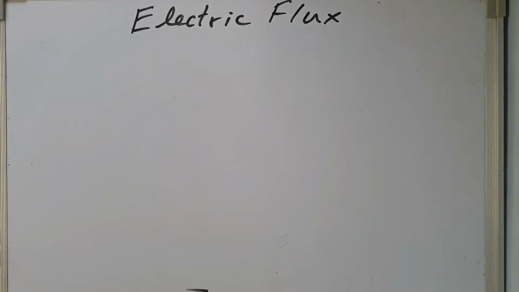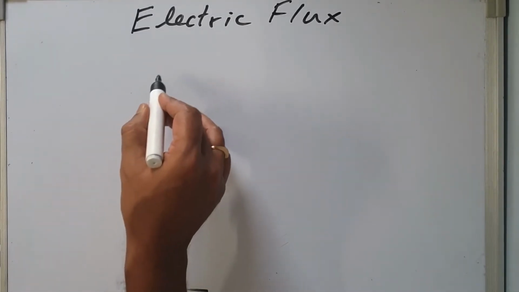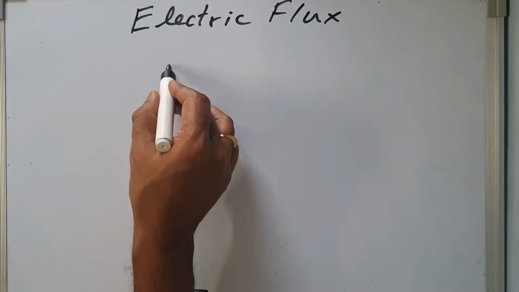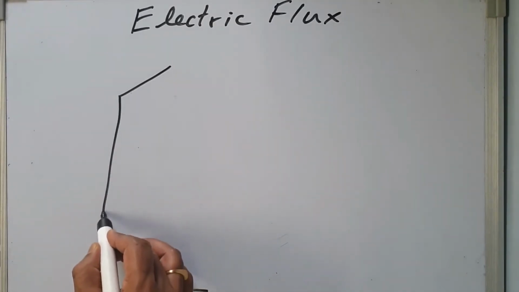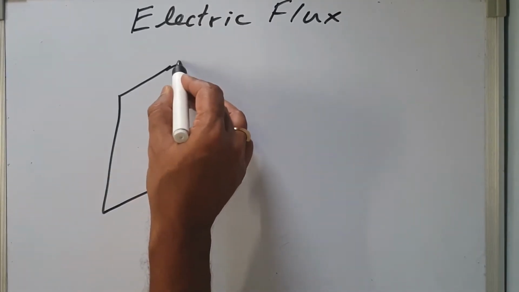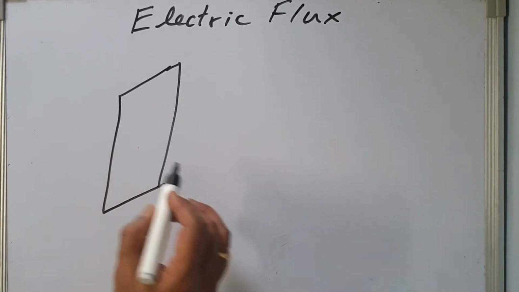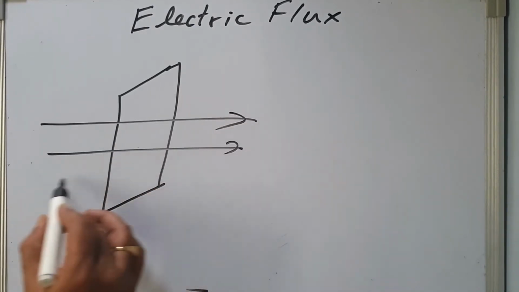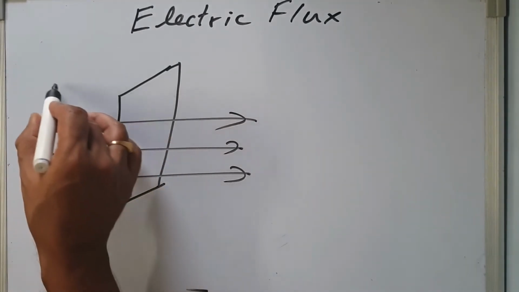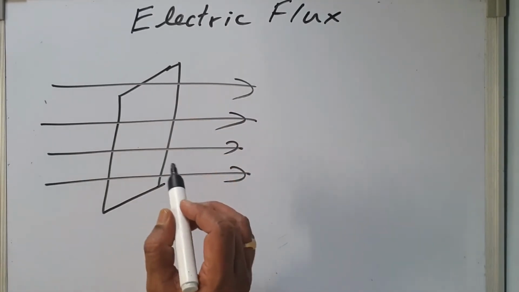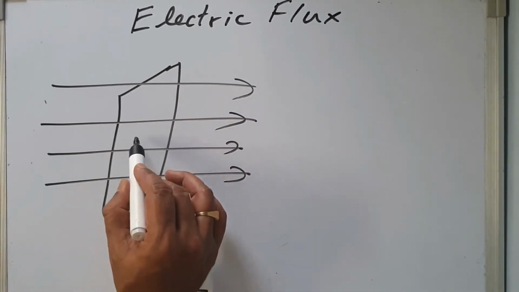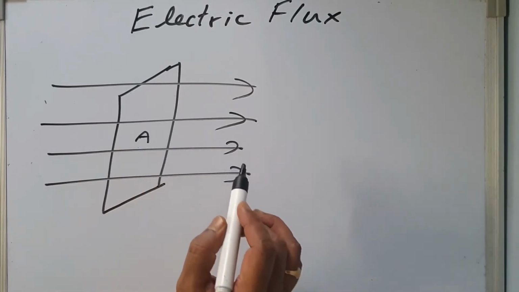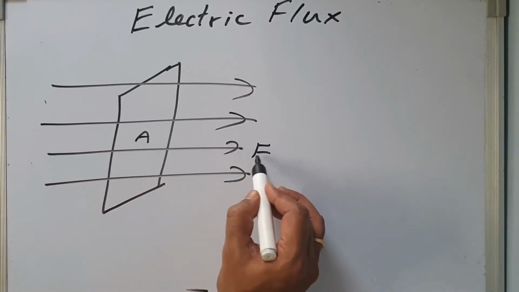Now we are going to discuss electric flux over a surface. Suppose this is a plane surface of area A through which a uniform electric field is passing. The area of the surface is A. The strength of the electric field is E.